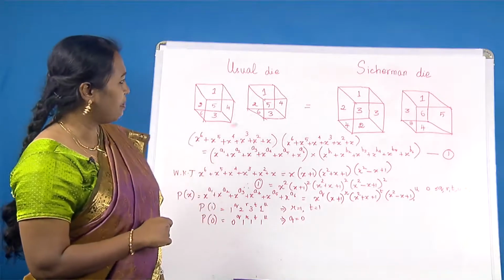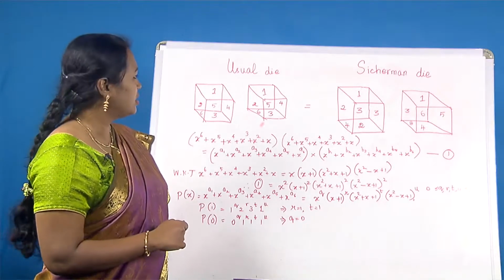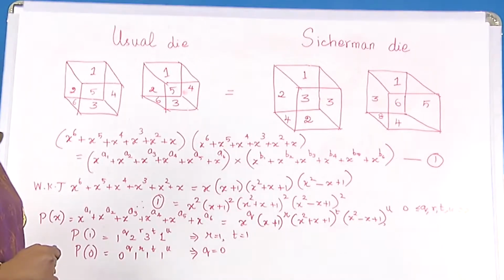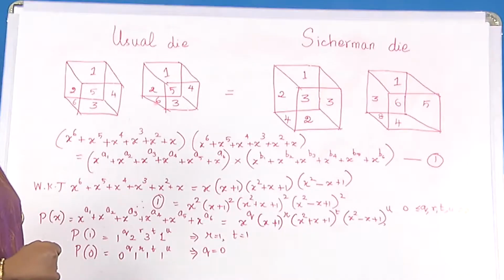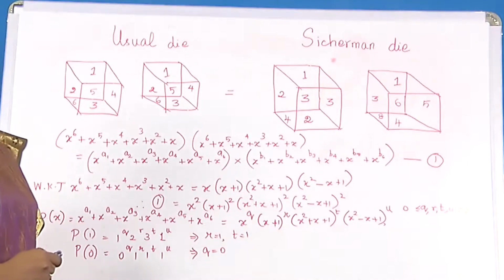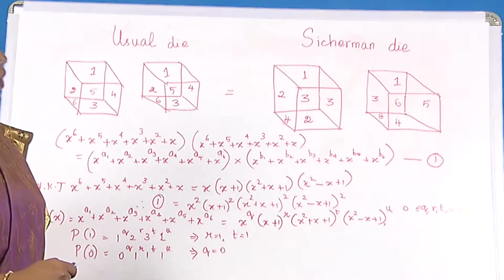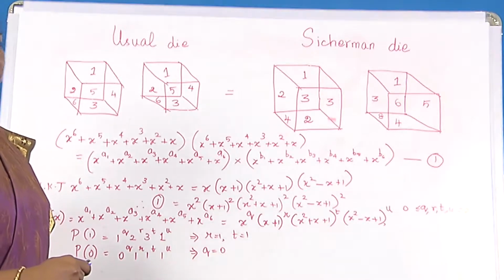So, I have drawn a picture of a usual die. We have 6 faces, it is a cubical structure, the dice we know 1, 2, 3, 4, 5 and 6, and another die also 1, 2, 3, 4, 5, 6. So, in order to get a 3, I should get a 2 and a 1. But a Sicherman die looks like this: 1, 2, 3, 3, 2 and 4. So, 2 appears 2 times, 3 appears 2 times and 4 appears once, and there is no 5 and 6.